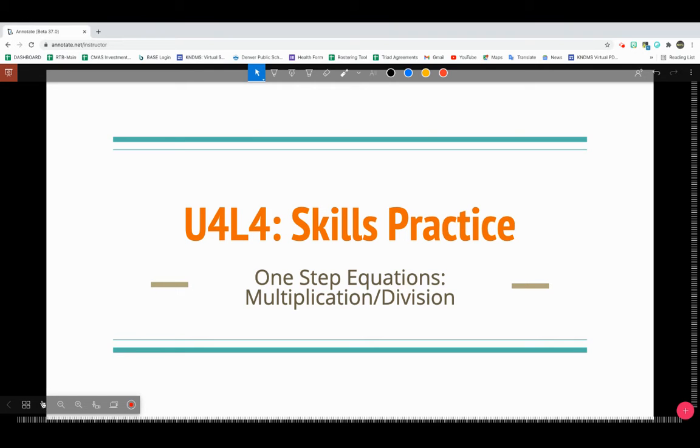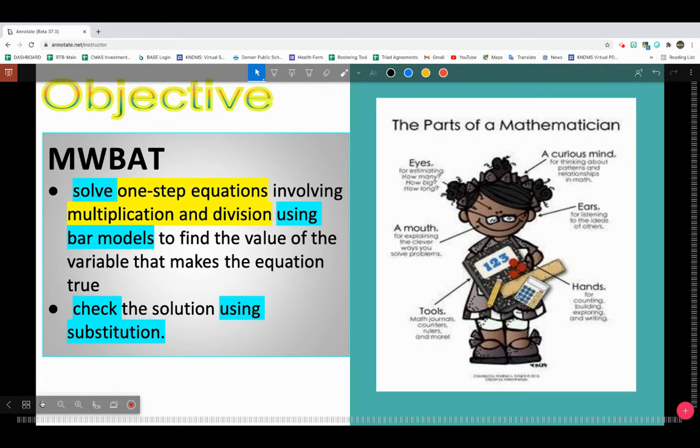So just like we did yesterday, we're going to go over our objective for today. Very simple. It's exactly the same as it was yesterday. We're going to solve one-step equations involving multiplication and division using bar models to find the value of the variable that makes the equation true. All this means, in layman's terms, is you're going to tell me what the variable is to make your entire equation true using a bar model.